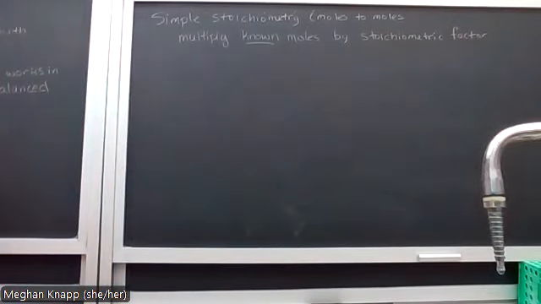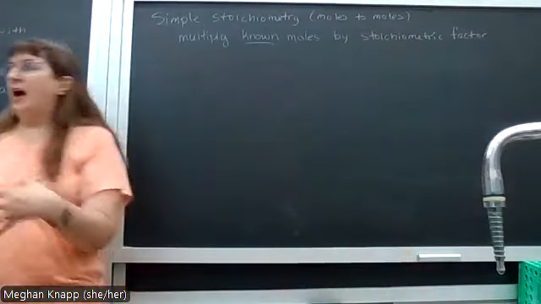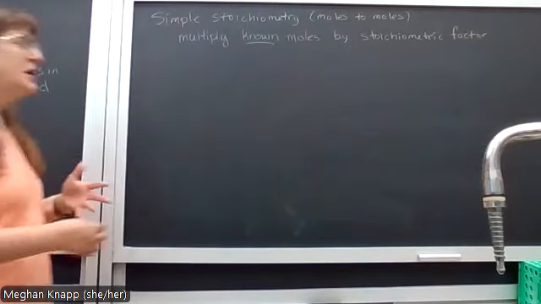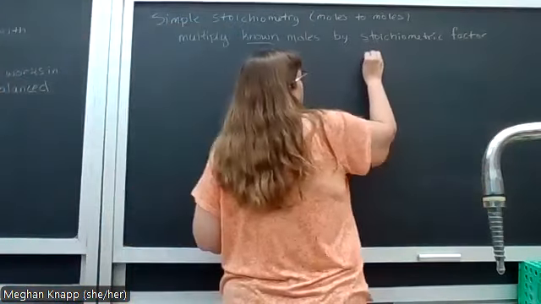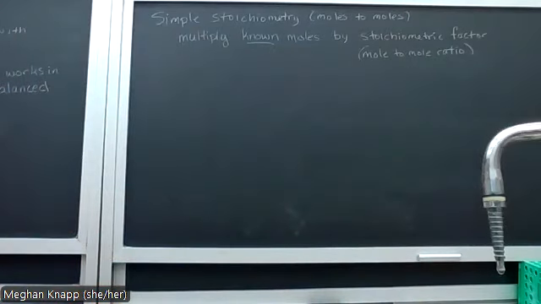Stoichiometric factor. So what we're going to do is take the thing we know, this is what we have or what we want, and multiply it by a stoichiometric factor. That factor is what I sometimes call the mole to mole ratio. How many moles of nitrogen are equal to how many moles of hydrogen? How many moles of ammonia are equal to how many moles of hydrogen?